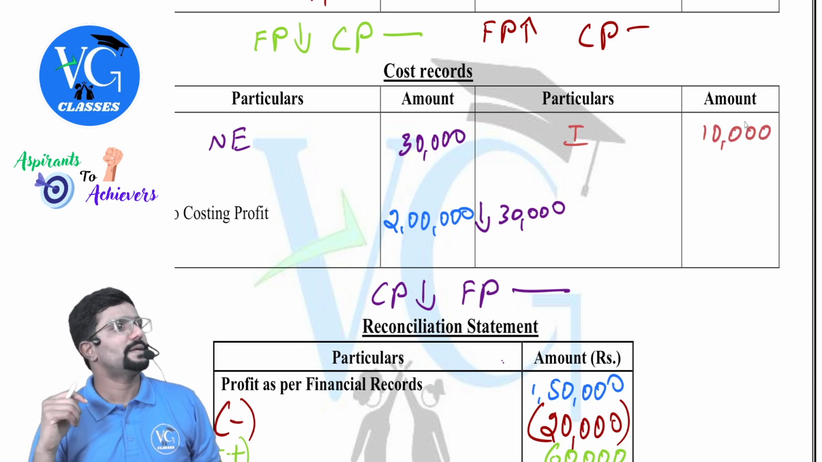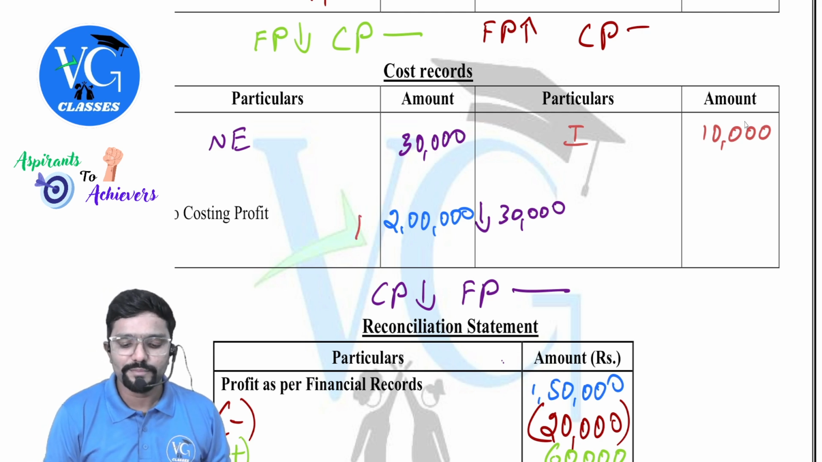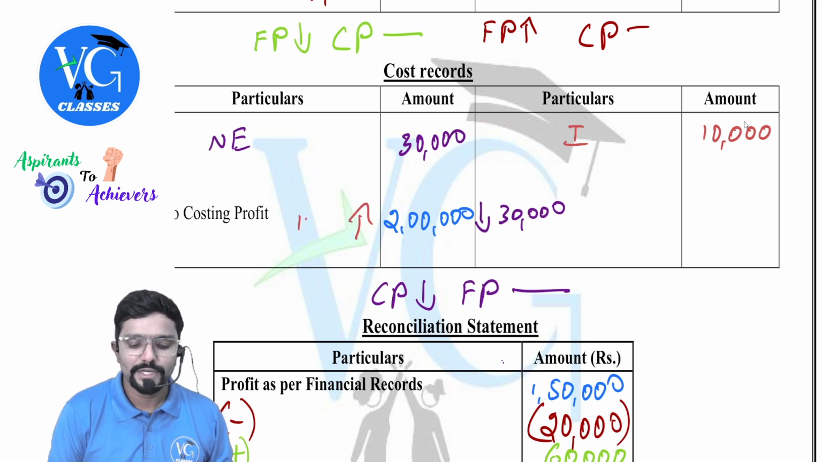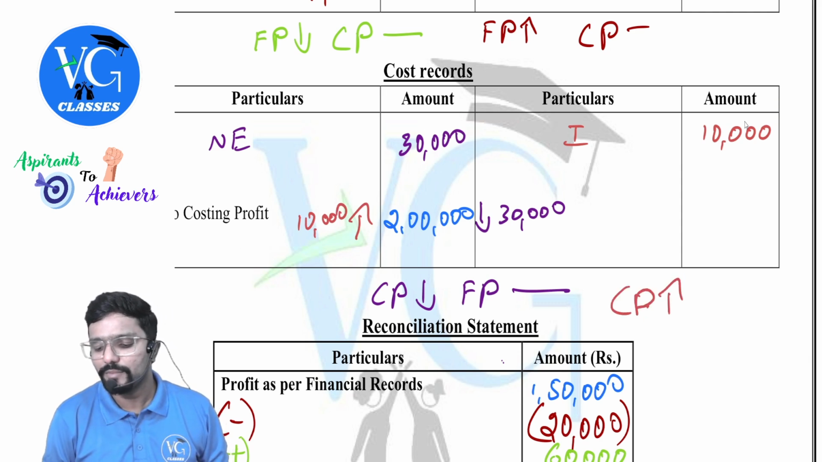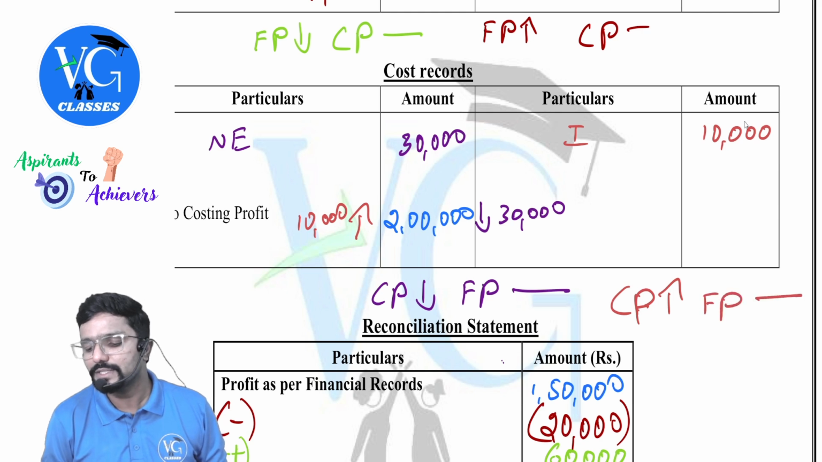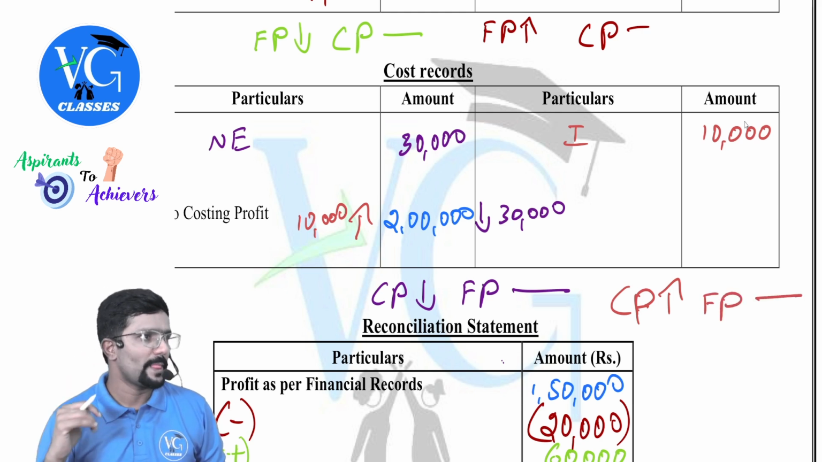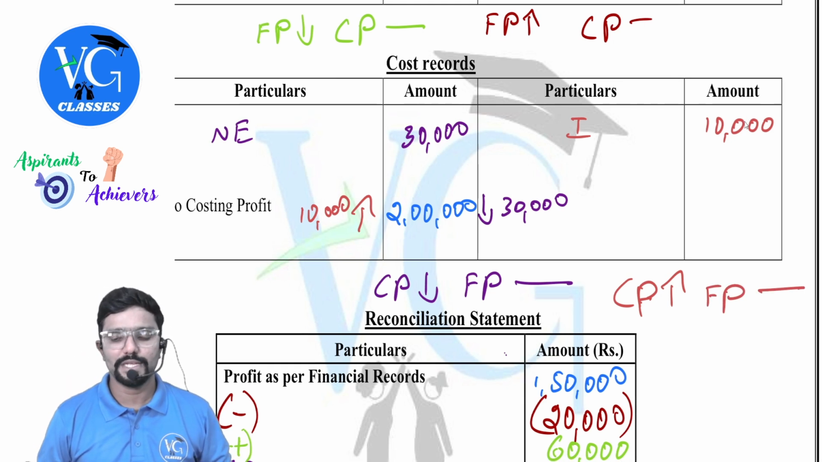10,000, sir. Because of this, my costing profit has gone up by 10,000, whereas my financial profit is the same, guys. So what do I do, sir, in order to reconcile the profit?